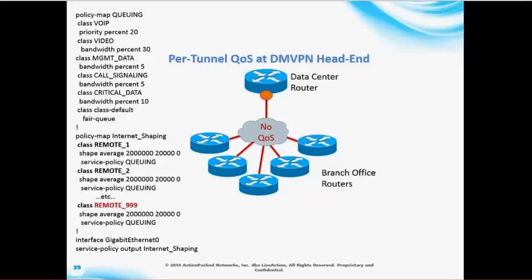Well, think about a real DMVPN network that may have hundreds of remote branch offices in this example. That's going to be an enormous QoS configuration that you're going to have to configure as well as manage over time. And it becomes very, very cumbersome at best to be able to manage that. Well, the good news is Cisco has created a fix for that, and it's called per tunnel QoS.